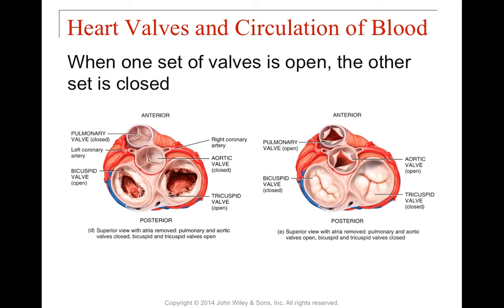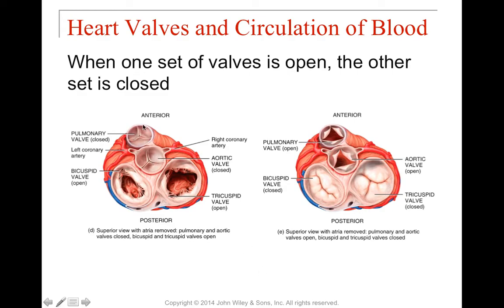Now, when one set of valves is open, the other set is closed. And that's important because we want to make sure that blood is flowing in one direction. We don't want backflow to ever happen. And all of this happens by pressure, and so you want to make sure that it's going in one direction. We have pressure from high to low, and then if we have pressure from the other direction, it's not going to allow that to happen. And we'll talk about how that happens throughout the entire cycle when we look at things like the EKG.